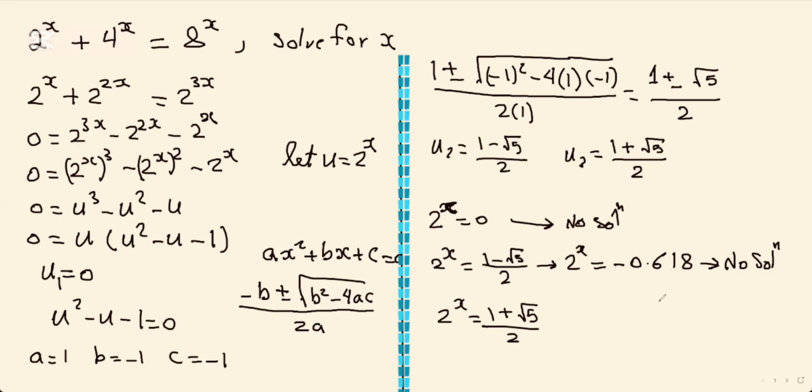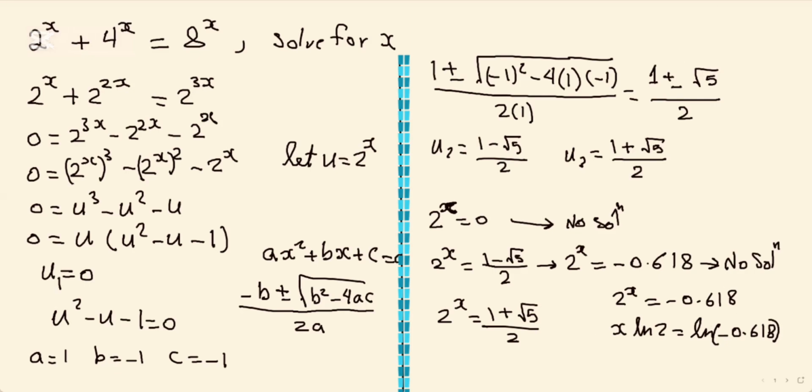Okay, so basically, if I have 2 to the power of x equals negative 0.618, and I want to solve for x, I have to ln both sides. So when I ln 2 to the power of x, I get x ln 2 equals ln negative 0.618. And we know we could never ln a negative number. So that's why there's no solution. So that's basically where that came from.